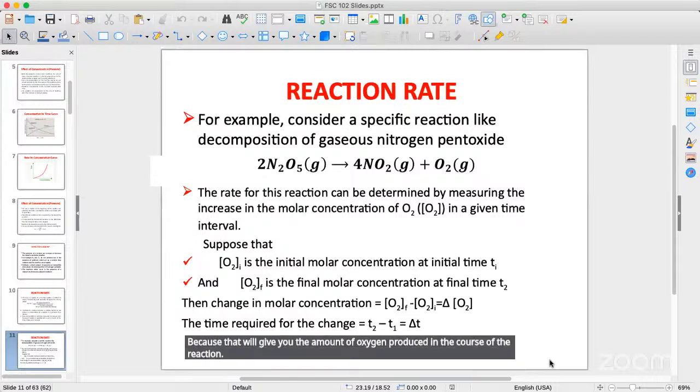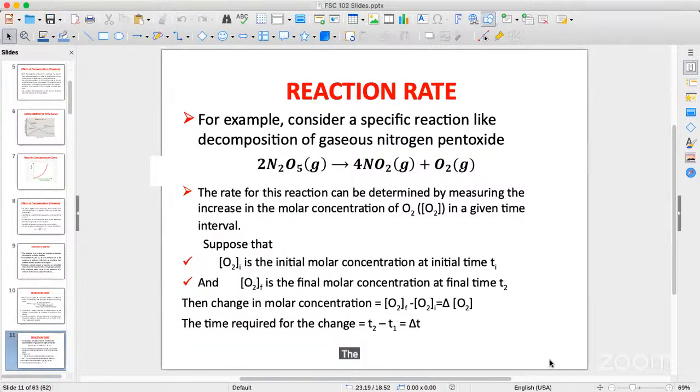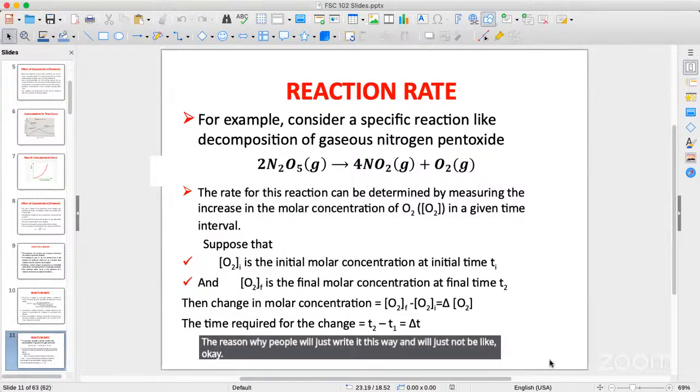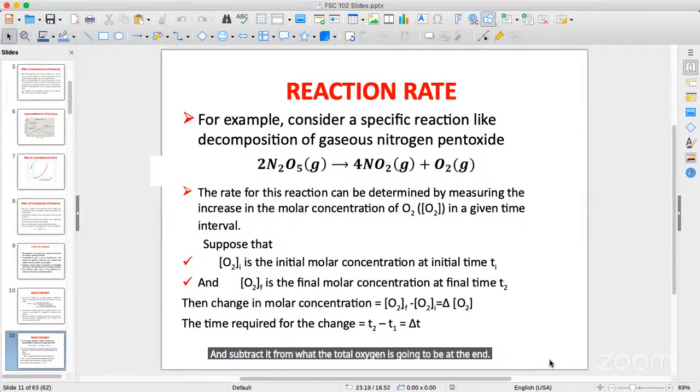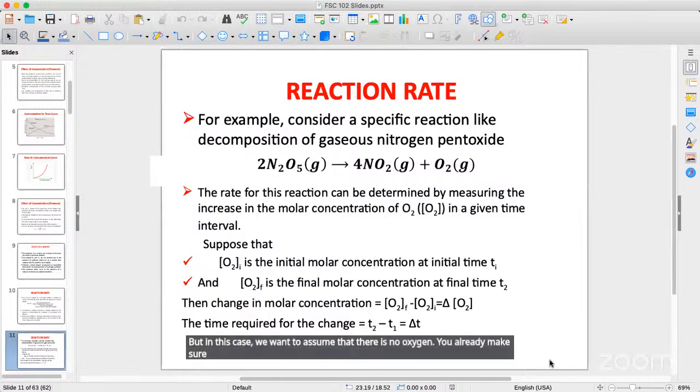Now, the reason why people will just write it this way and will not just say it's 0 is that oxygen is present everywhere. Even if you have some oxygen before the commencement of the reaction, you should be able to detect that oxygen and subtract it from what the total oxygen is going to be at the end. But in this case, we want to assume that there is no oxygen. You already make your reaction vessel oxygen free before the commencement of the reaction. And if there is oxygen, make sure that you measure it.